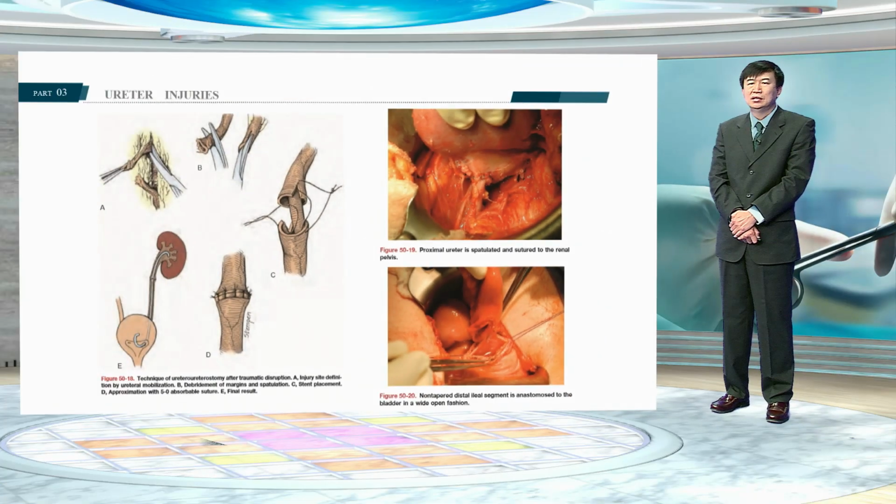The first figure is ureterostomy. The second is the proximal ureter is spatulated and sutured to the renal pelvis. The third is a non-tapered distal ileal segment anastomosed to the bladder in a wide open fashion.